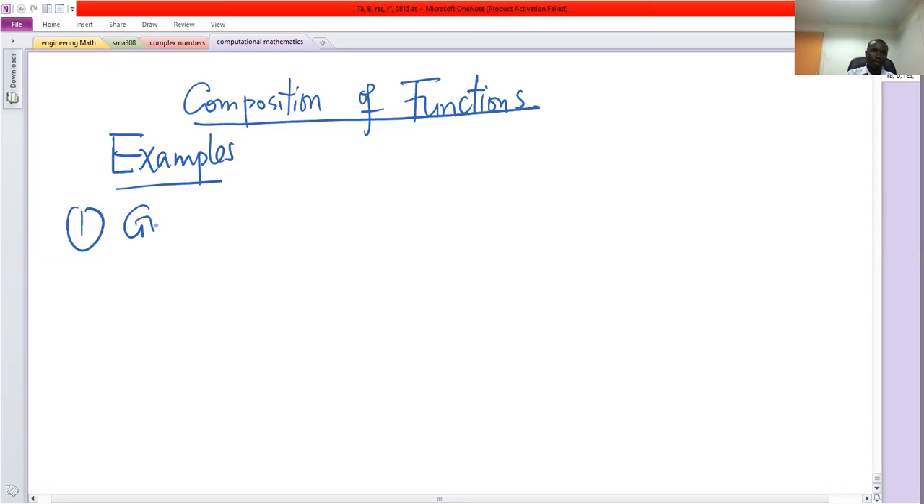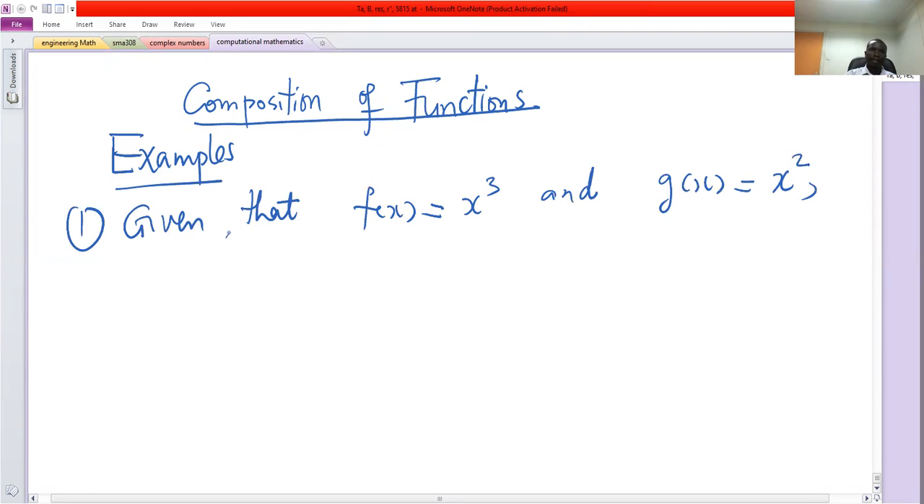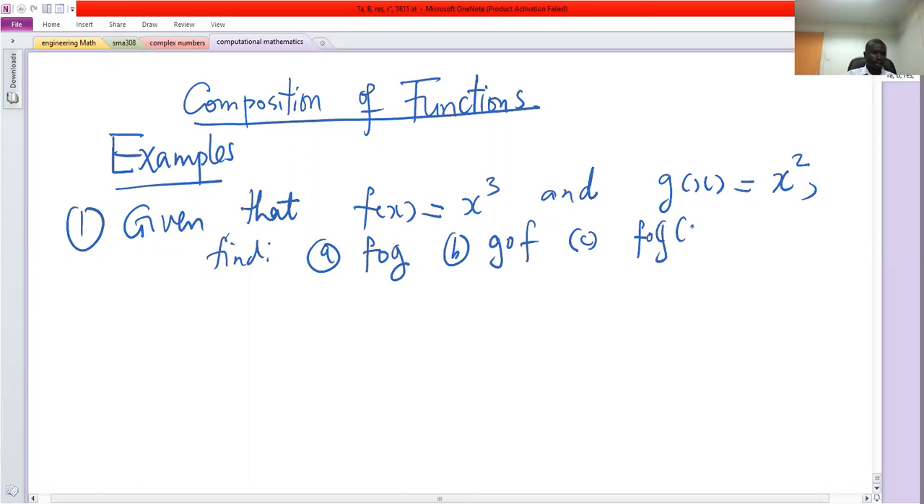One, given that f of x is given by x cubed and g of x is given by x squared, find: a, f composed with g; b, g composed with f; c, f composed with g at 3; and then d, g composed with f at 4.